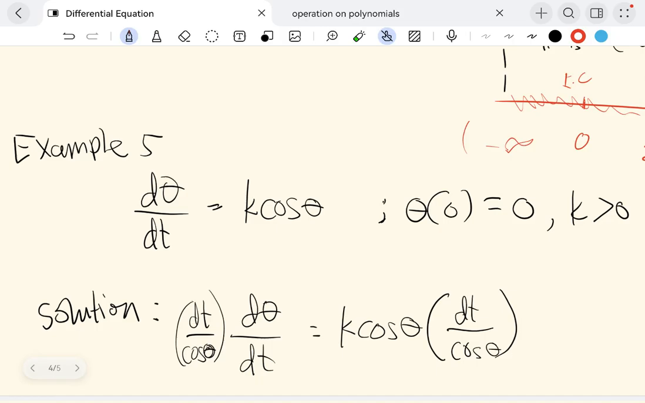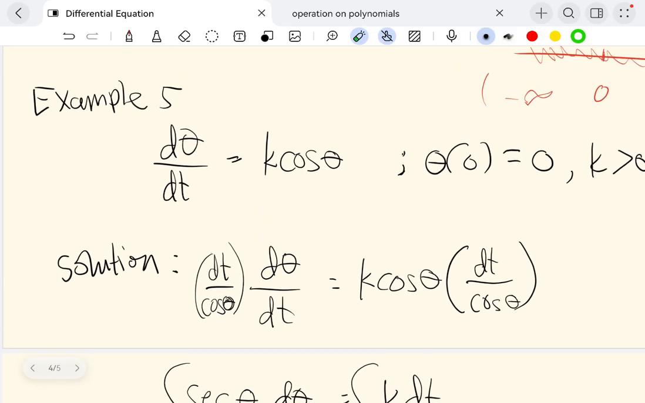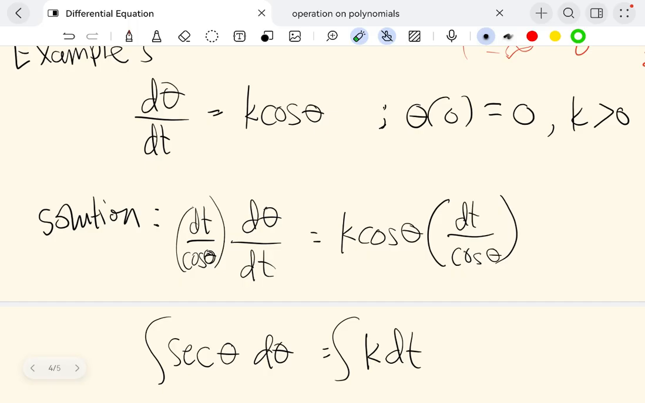Okay, so let's continue on example number 5. For example number 5, you have d theta over dt is equal to k cosine theta, and theta of 0 is equal to 0, for k greater than 0, or positive. We can use separation of variables here. Multiply this one to this one, so we will have dt over cosine theta. This one cancels, and this one cancels, and then you will end up here.